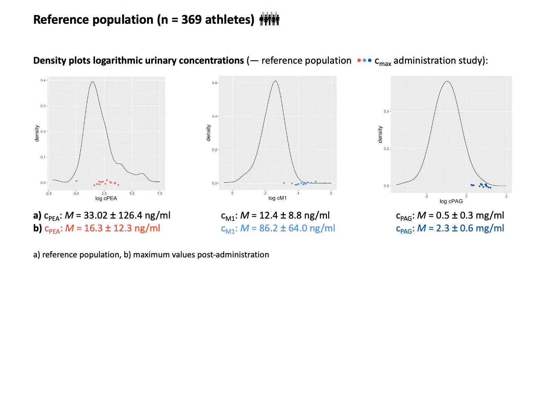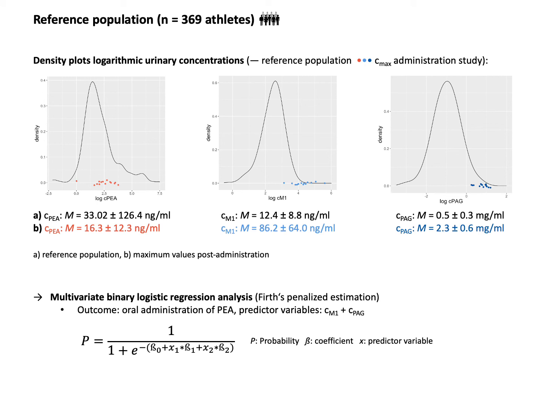As a reference population, a total number of 369 urine samples of athletes were analyzed, and we can see here the density plots of the logarithmic urinary concentrations, and the colored spots each demonstrate the maximum levels observed in the administration study group. So, while the maximum levels of PEA measured in the administration study are clearly below the mean of the reference population, the urinary concentration of both metabolites are in general substantially higher after administration of PEA. Still, we could also observe a relatively wide scattering of the values, which makes it difficult to simply specify cutoff levels here.